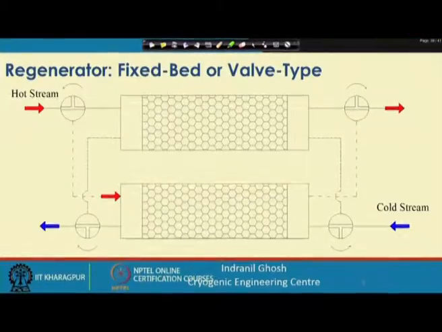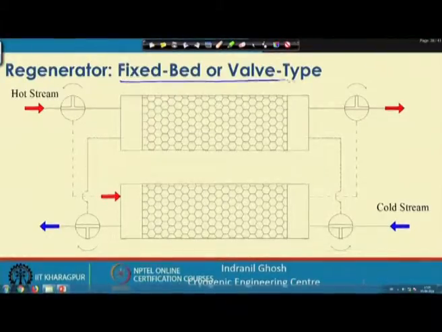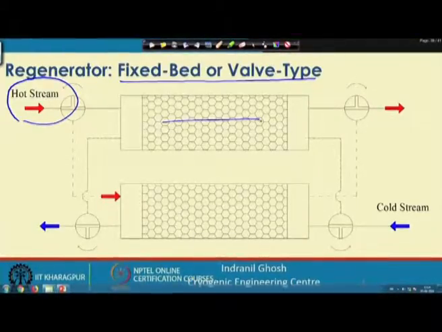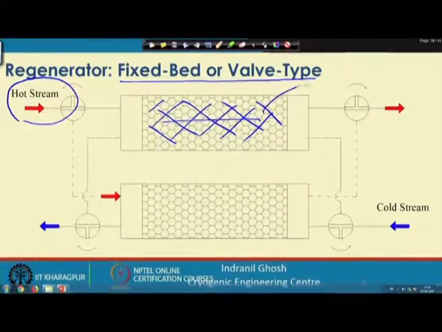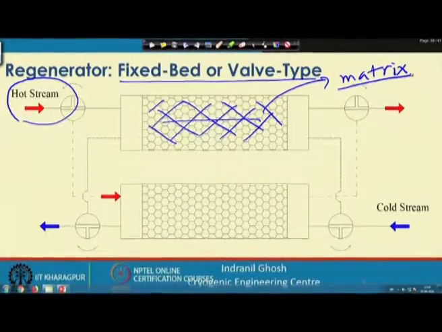So, if you look into this diagram, this is called the fixed bed or valve type heat exchanger or regenerator. Here we find that this is the hot stream which is flowing through this fixed bed, which is filled with what we call the surfaces, the matrix. We will talk about the matrix in detail, what types of matrix are possible, and what we generally employ for this type of regenerators.